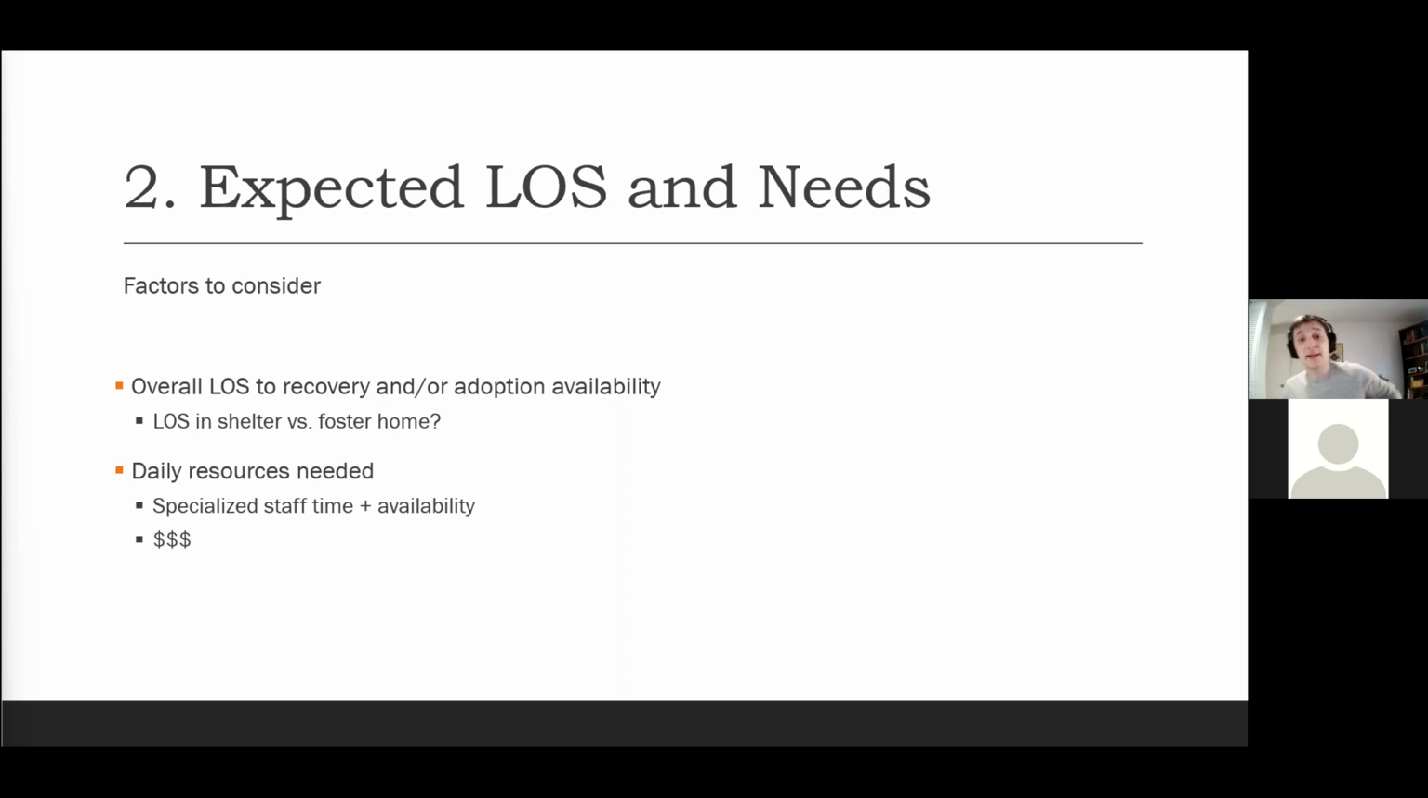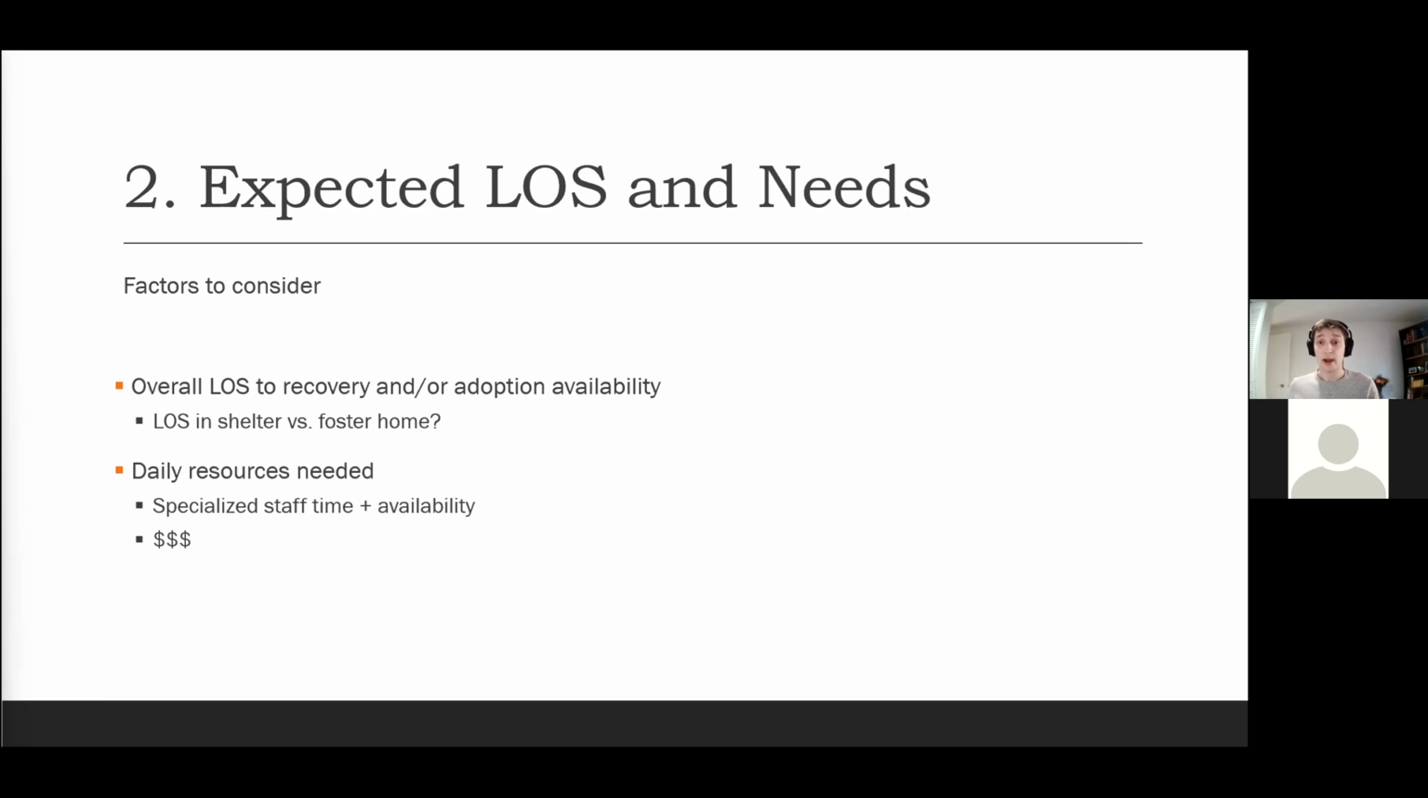So the second question, expected length of stay and needs. First of all, I want to think about, well, what is the overall length of stay to recovery, and when can I make this animal available for adoption? I might not be able to say exactly how long the length of stay will be, but I could say, well, this animal will need a month before being available, or will need a week. So for the example where we have the amputation versus the orthopedic repair, in the case where we're doing the amputation, that animal was probably available for adoption within the week, versus the orthopedic repair, we might be looking at weeks to months of care in shelter.